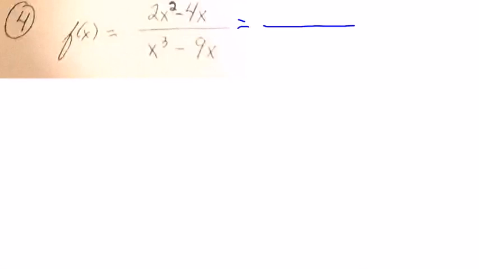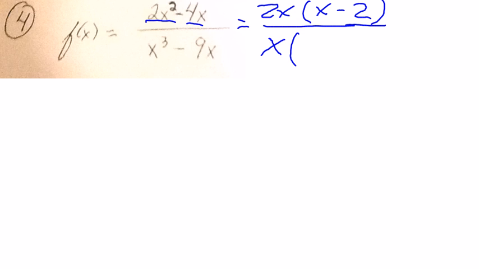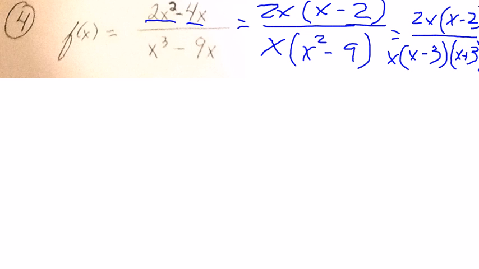So let's look at that numerator, 2x squared minus 4x. You should be thinking greatest common factor as always. I'm going to pull out a 2x, and I'm left with x, because 2x times x is 2x squared, minus 2, because negative 2 times 2x is negative 4x. Cool. Then my denominator, I'm going to factor out the greatest common factor of x, so I get x times x squared minus 9. Well, x squared minus 9 I can write as x minus 3 times x plus 3, because it's a difference of squares.